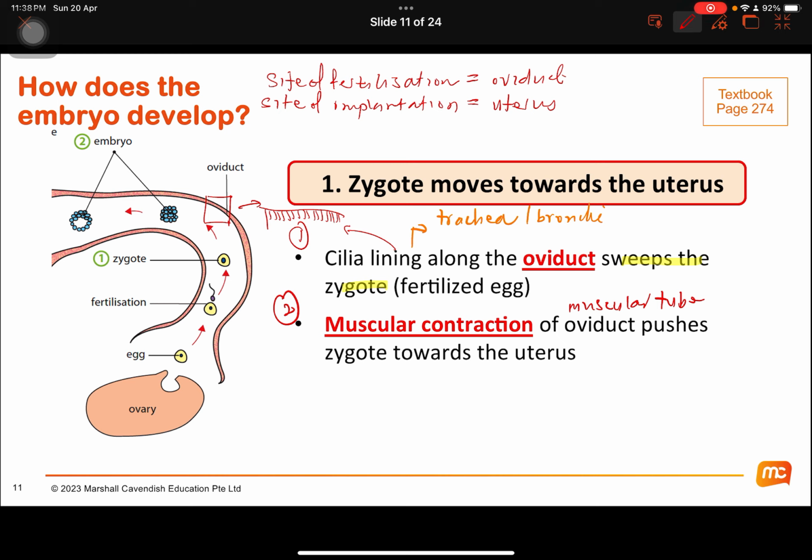So the contraction and relaxation of the muscles will also push the zygote towards the uterus. So these are the two ways to help the fertilized egg move towards the uterus.